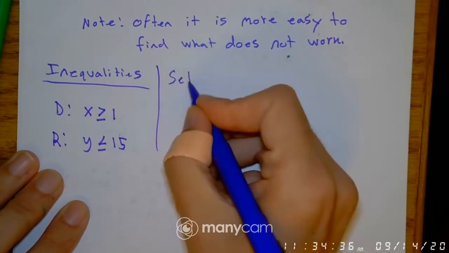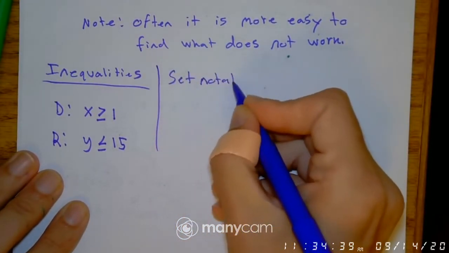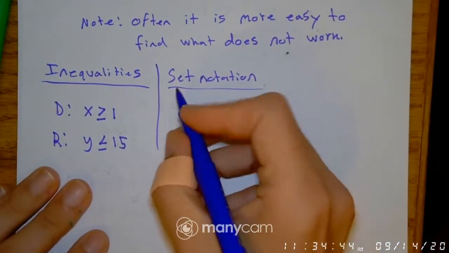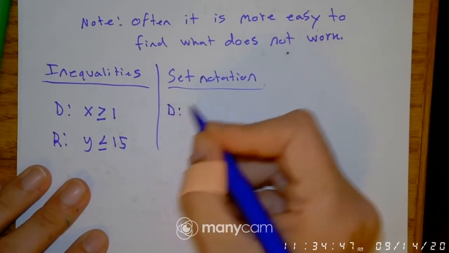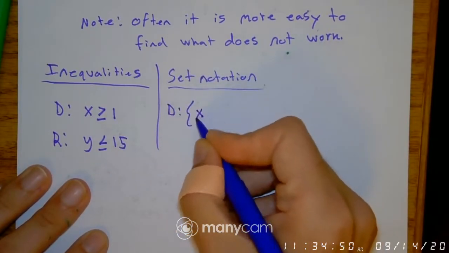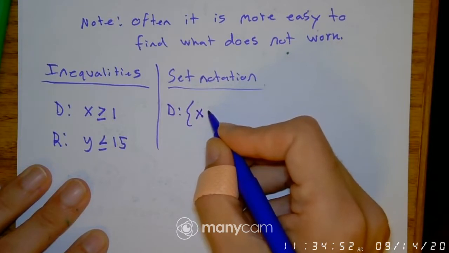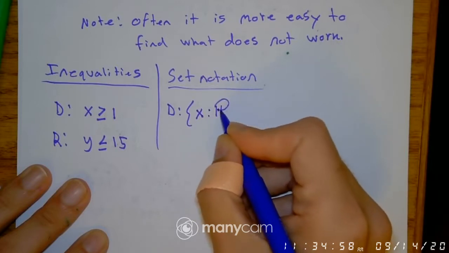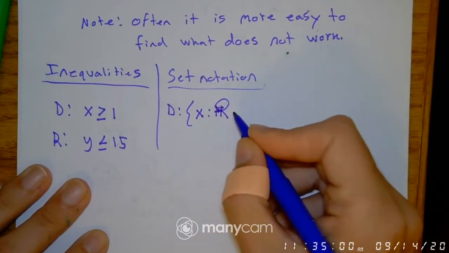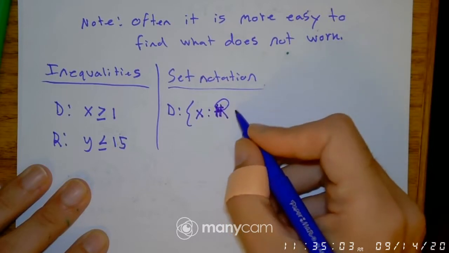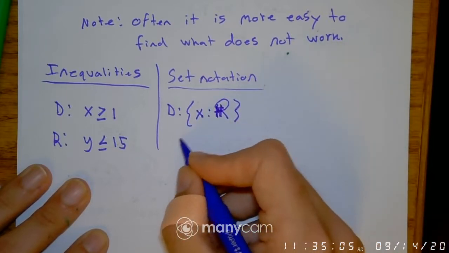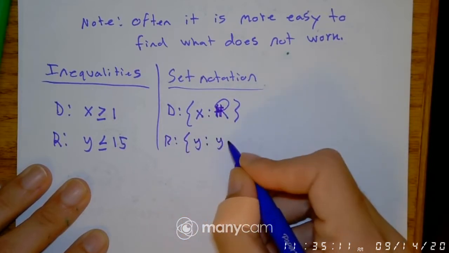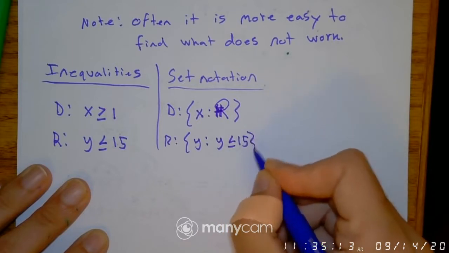There is set notation. Set notation is like the most formal of all the notations. So this would be like domain such that x, oh my gosh, I haven't used set notation in so long, is an element of all reals. I think it's like that. Or you can say range is a set such that y is less than or equal to 15.